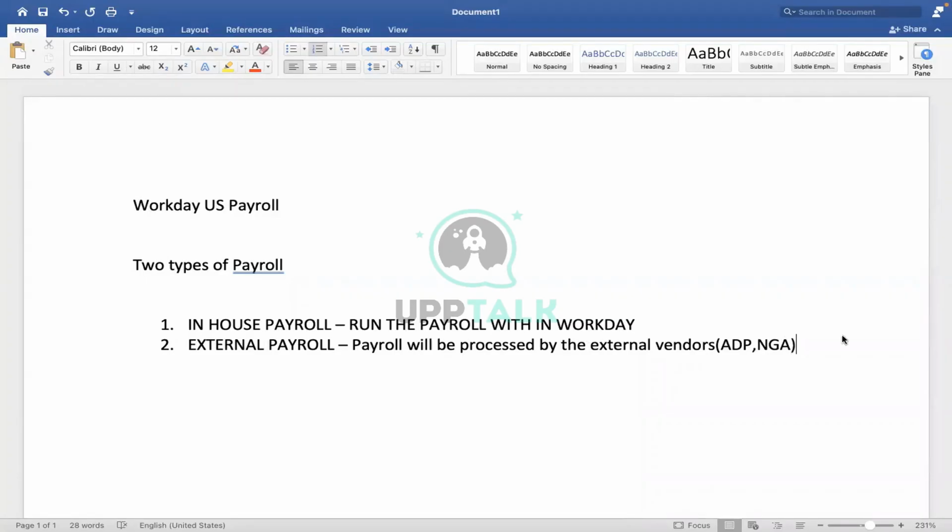Now, what are we going to learn here? We're going to learn in-house payroll for US, and this is Workday. Workday has the ability to send the data to the external vendors globally across all the countries.